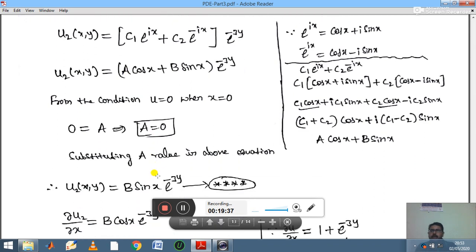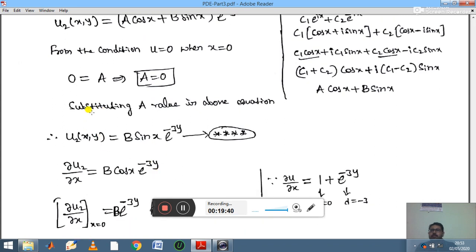Then again let us use this a value, substituting a value in the above equation, equation triple star. Equation star reduces to u2 of x comma y is equal to, here a value is 0, if you substitute you are getting b sin x e power minus 3y. You take this expression as equation 4 star. Okay, then you differentiate equation 4 star with respect to x. Dou u by dou x is equal to b, differentiation of sin x is cos x, e power minus 3y.